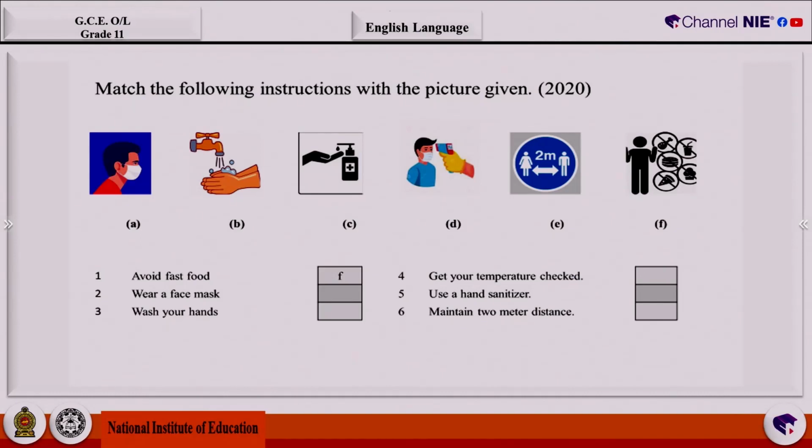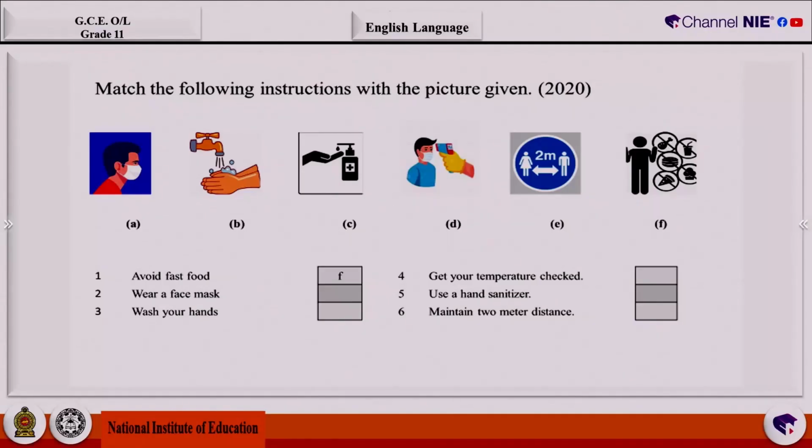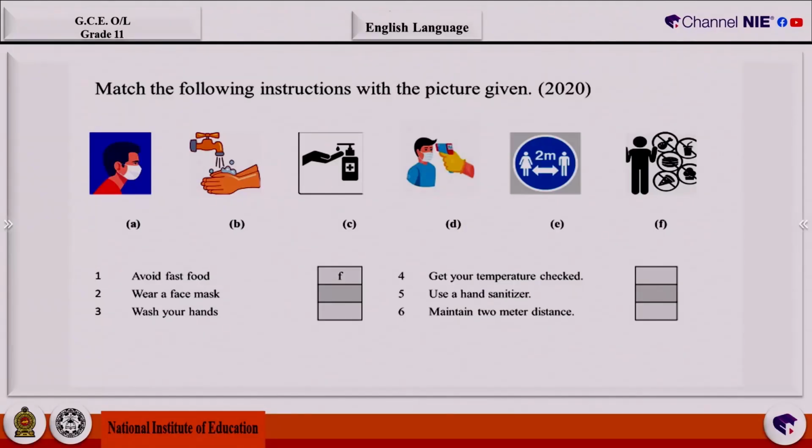Wash your hands, that is very simple. Number 4, get your temperature checked. So maybe some will find this a bit difficult instruction. So we can keep it aside and try the next question. Use a hand sanitizer. We all know a hand sanitizer. So we can match this instruction with picture number C. And then we can go to the next one. Number 6, maintain 2 meter distance. So definitely the answer must be picture number E.